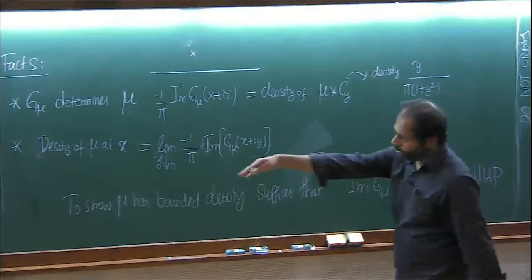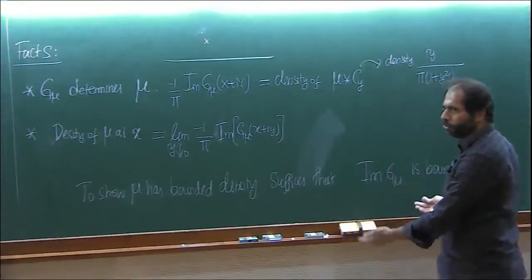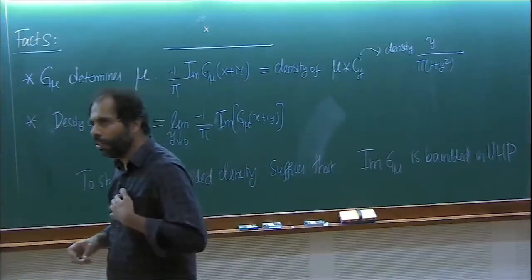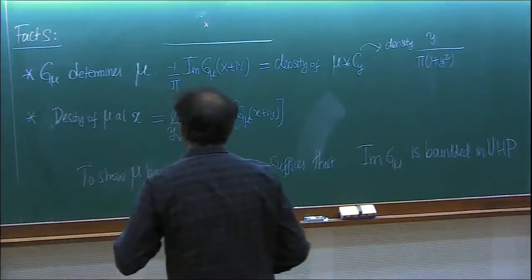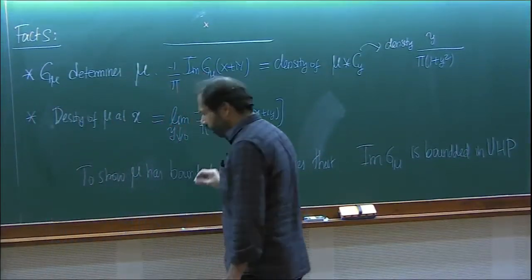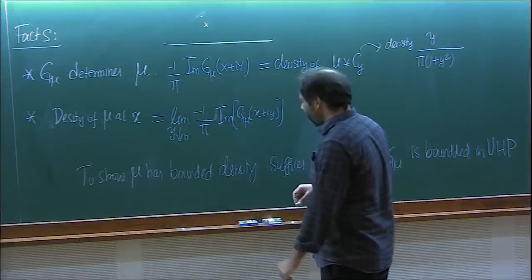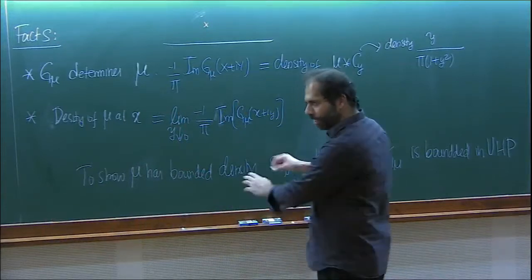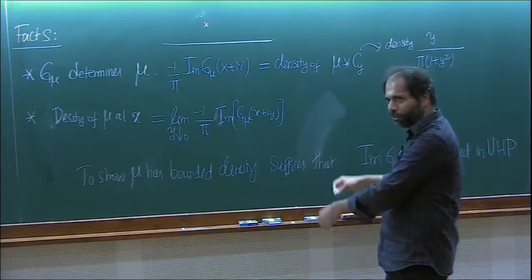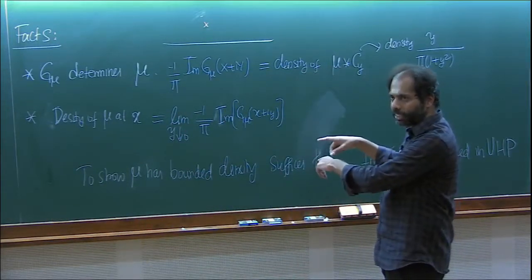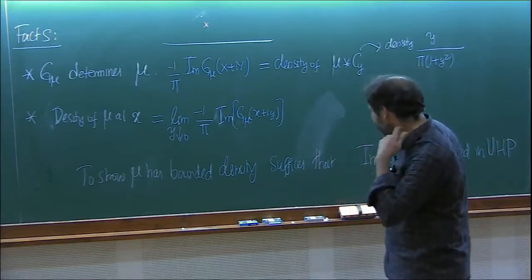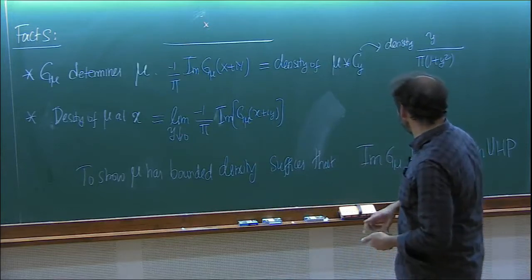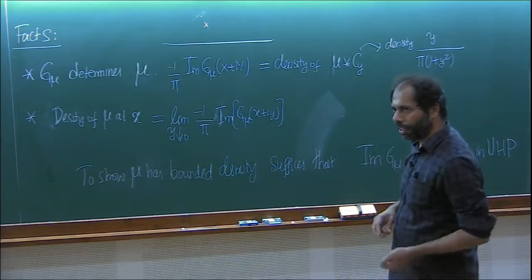In the upper half plane means imaginary z positive. Okay, so if you do that, then you get the density. I don't want to go over the tutorial on Stieltjes transform, but yes, this will be fine. If you show that the imaginary part of G mu is bounded, then it is fine.